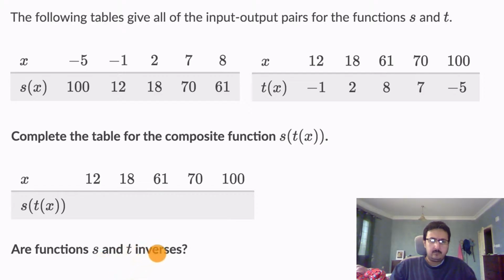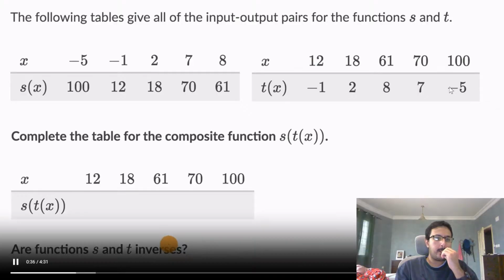So pause this video and see if you can figure this out on your own before we work through it together. All right, now let's work through this together. So, are our functions s and t inverses? Complete the table for the composite function s of t of x.